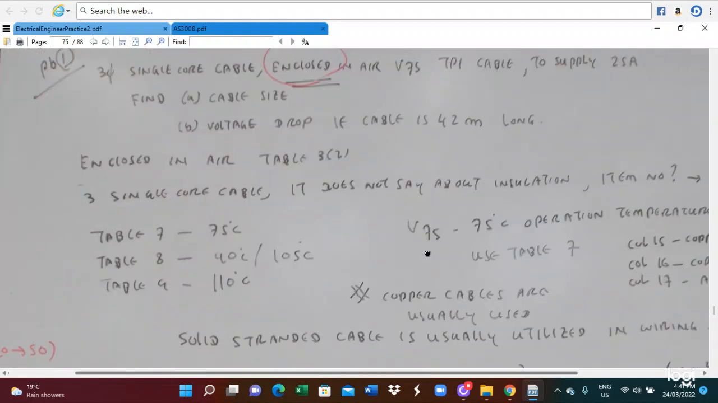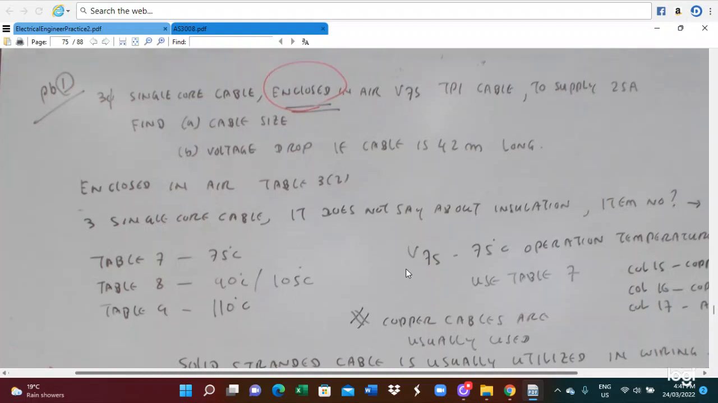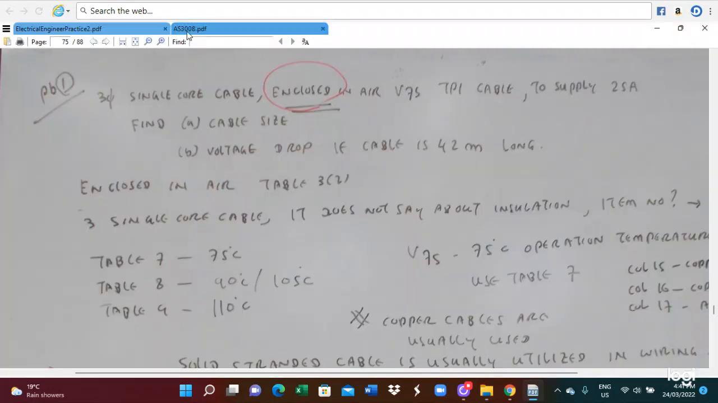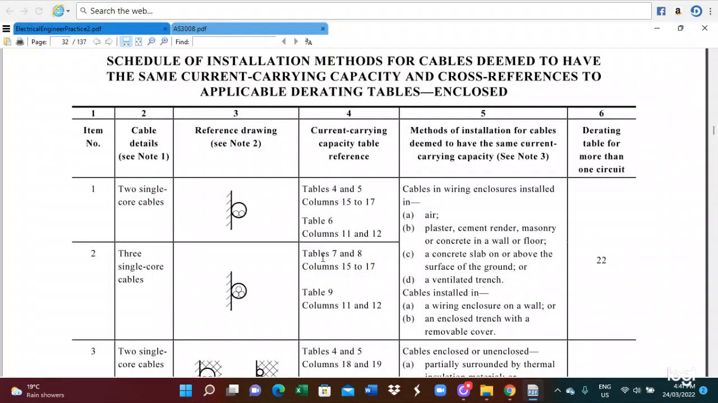Table 7 is for 75 degrees centigrade, table 8 for 90 degrees centigrade, and table 9 for 110 degrees centigrade. In this case, we utilize V75, so we refer to table number 7. This one is the V75 column. Table 7, columns 15 to 17, because table 7 is for V75, table 8 for V90, and table 9 for V100 and V110.